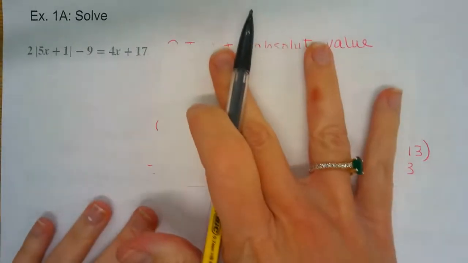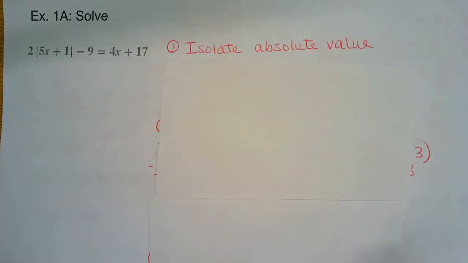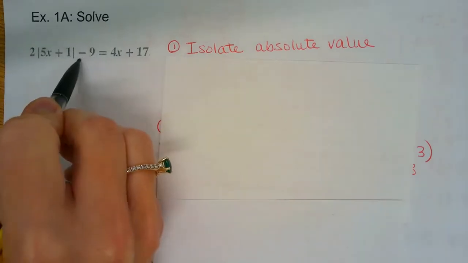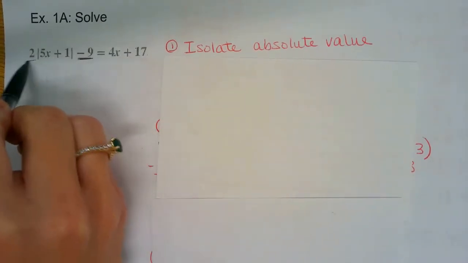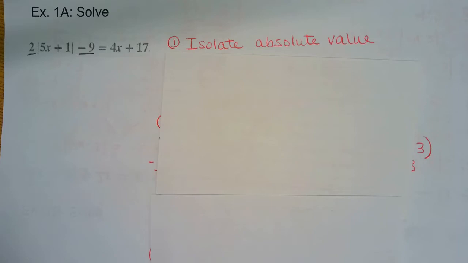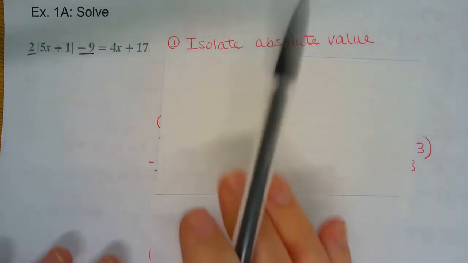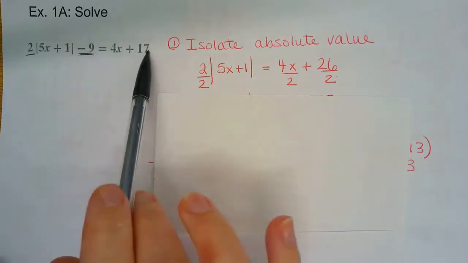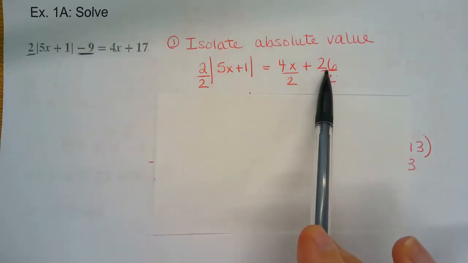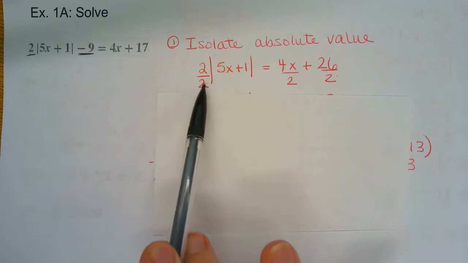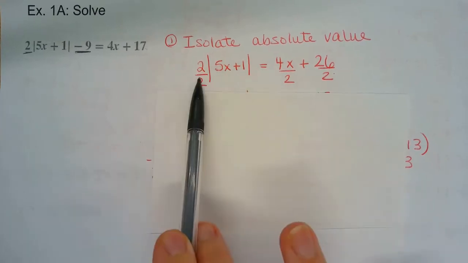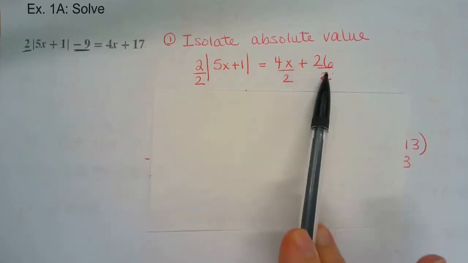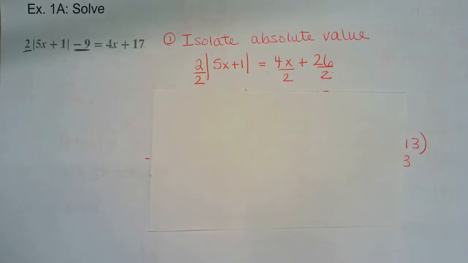Your first step is that you want to isolate the absolute value symbol. So that means that we will get rid of the -9 and we will get rid of the 2. So I will add my 9 to the other side, which is what I did here to get 26. Then I will get rid of the 2 by dividing by 2. So I divided this side by 2, and then I'm dividing both terms over here by 2.